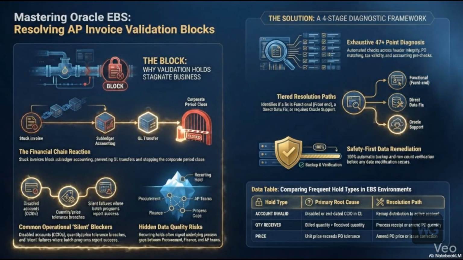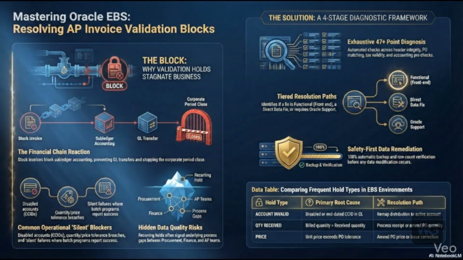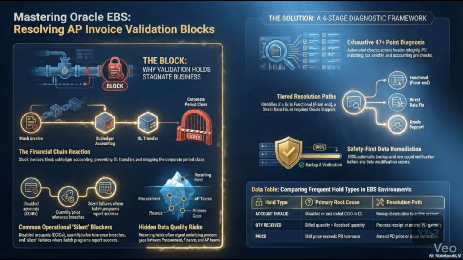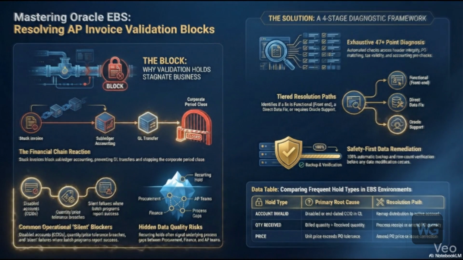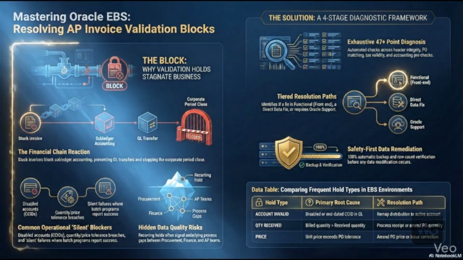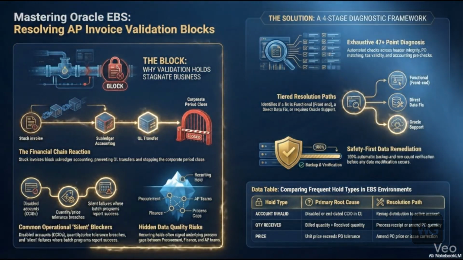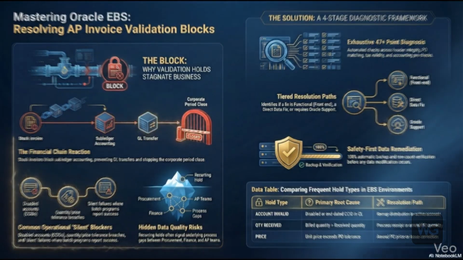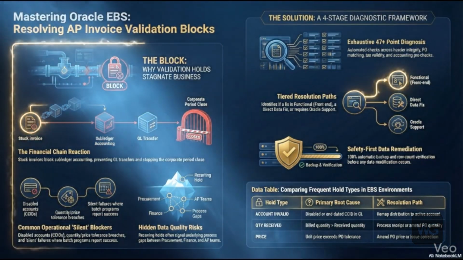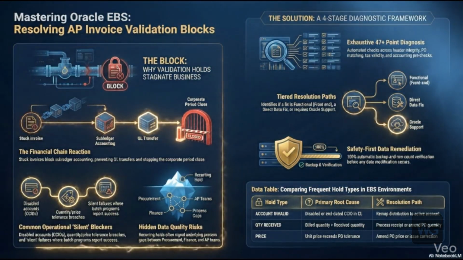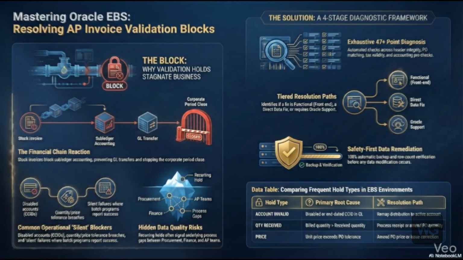I think people outside of finance assume a stuck invoice just means someone typed a number wrong. If only it were that simple. The source material highlights the sheer variety of holds that can trap a transaction. You've got your standard quantity received hold. Right, where you billed for 100 items, but the warehouse only scanned 85. Exactly. That's a physical reality problem. Yeah, no SQL script can magically make inventory appear on the loading dock. You actually need a human to go check that out.